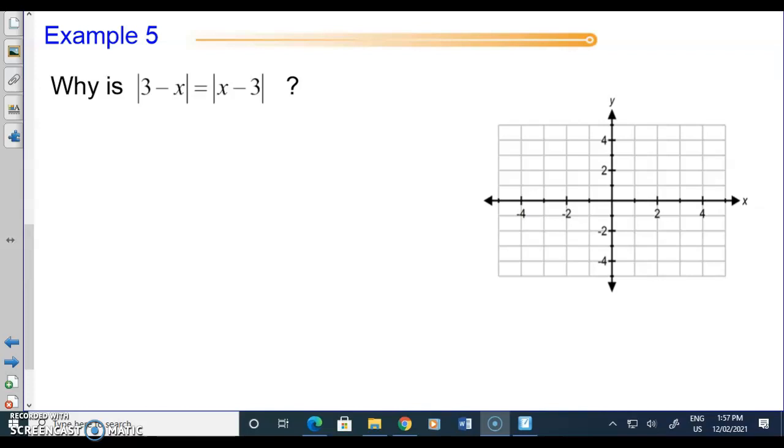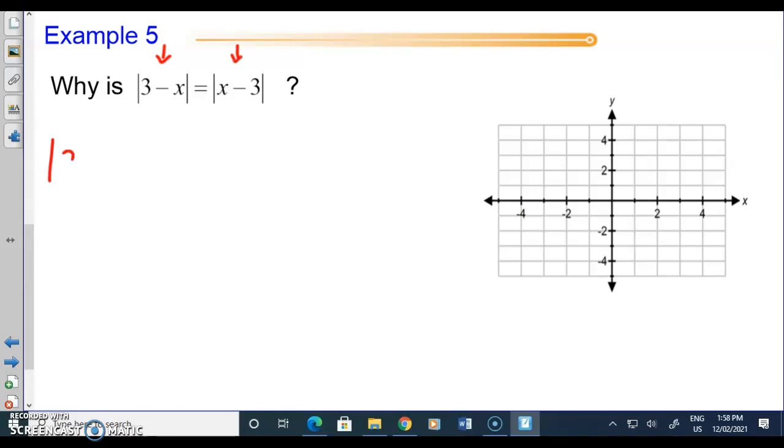So this is example 5 in section 2.6, evaluating limits using absolute value. I just wanted to touch base on this expression to make you understand why the absolute value of 3 minus x is the same as the absolute value of x minus 3.